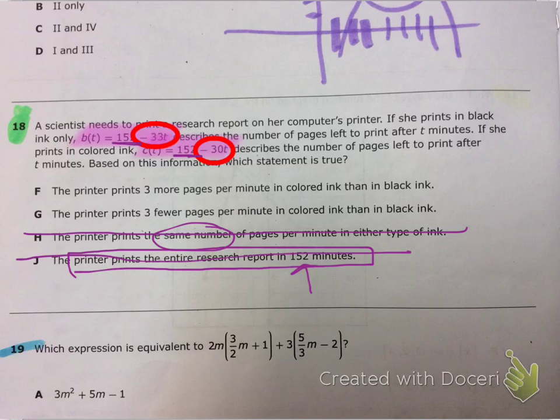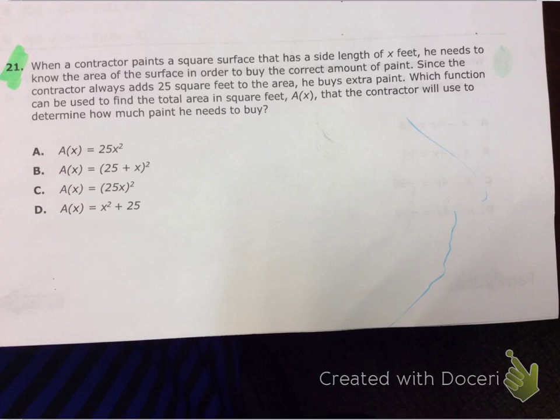So then, the one that prints faster, black ink prints faster because it prints more per minute, 33, than colored ink, which only prints 30. So since this does colored ink first, if you ask yourself, is colored fewer or more? Those are the options, fewer or more. Well, colored is fewer because it only prints 30, so you want G. And again, pause, write these down.